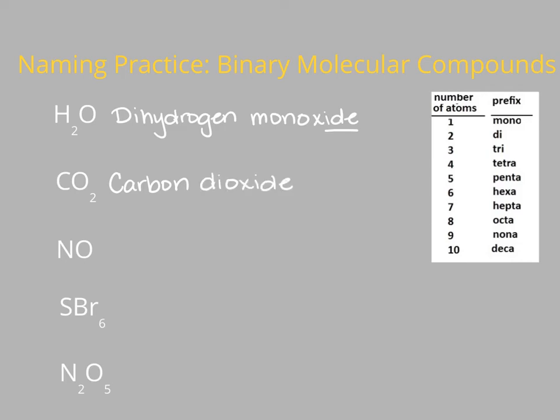And for NO, we have 1 nitrogen, so we're going to leave out the mono, and we have 1 oxygen, which we are going to add the mono to, and then "ide" at the end. So NO is going to be nitrogen monoxide. Pause the video, give SBr6 and N2O5 a try on your own, and then when you're done, hit play and you can check your work to make sure you did it correctly.